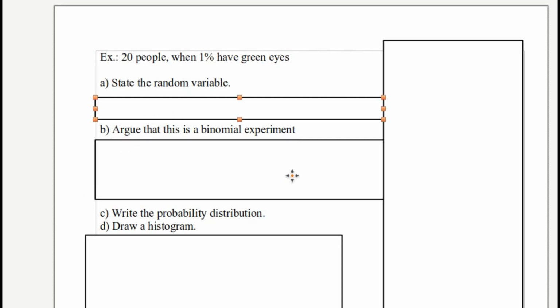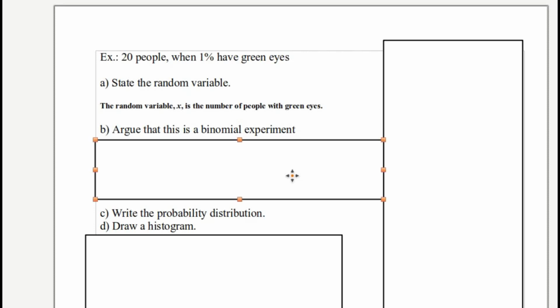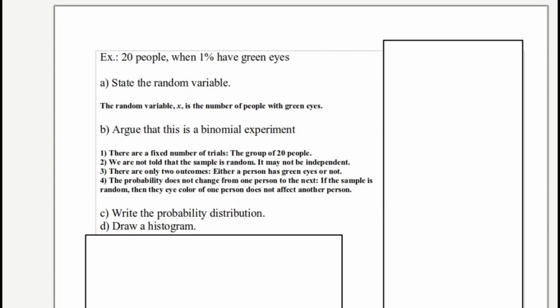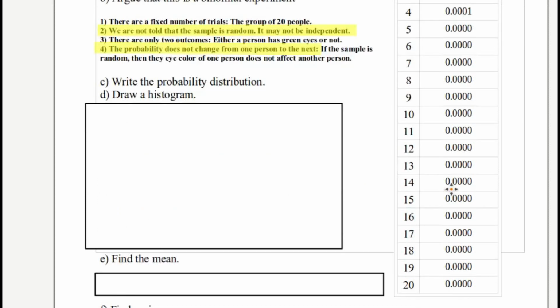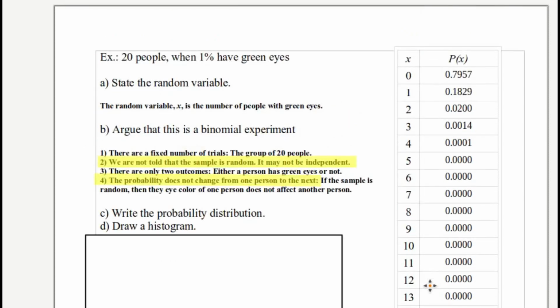So the random variable, of course, is the number of people with green eyes. Remember that this may or may not actually be a binomial experiment. We don't know if the sample was random, and therefore we don't know anything about independence from one person to the next. So let's make a probability distribution and draw a histogram. The probability distribution is what you get when you find the probability of each individual event, all the way from 0 to n.